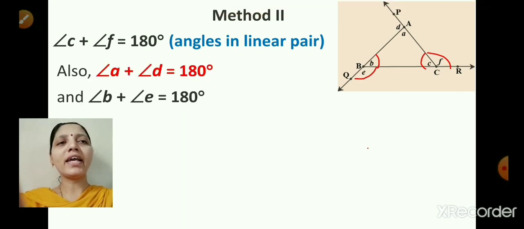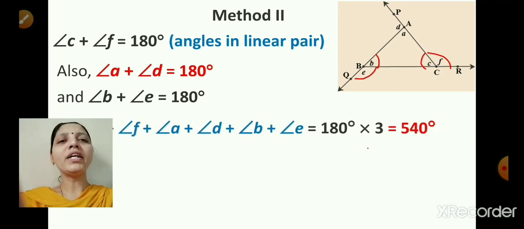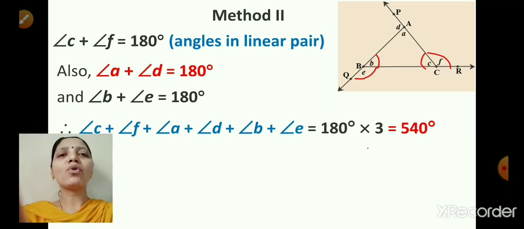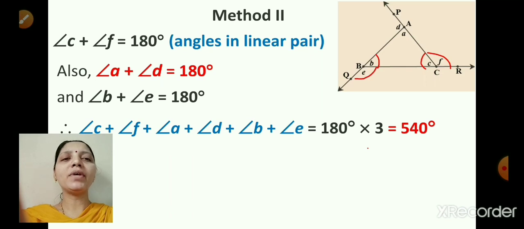Similarly, angle B and angle E are also in a linear pair, so we can write angle B plus angle E is equal to 180 degrees, and angle A plus angle D is equal to 180 degrees. If you add all these 3 equations, we will get angle C plus angle F plus angle A plus angle D plus angle B plus angle E is equal to 180 degrees plus 180 degrees plus 180 degrees, that is nothing but adding 180 degrees 3 times. So it is 180 degrees into 3, that is equal to 540 degrees.